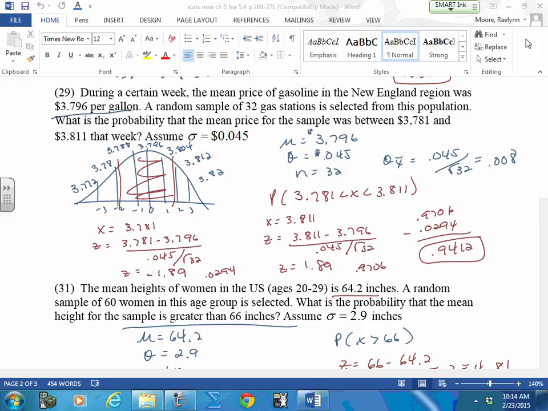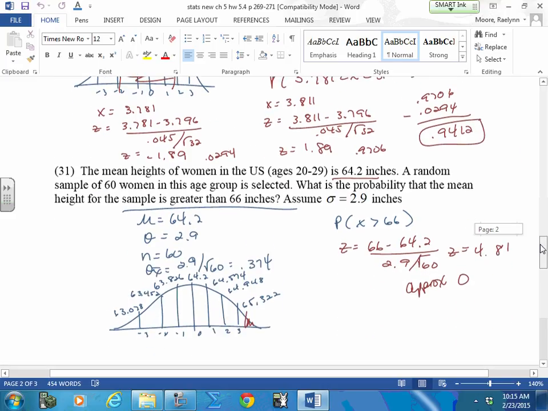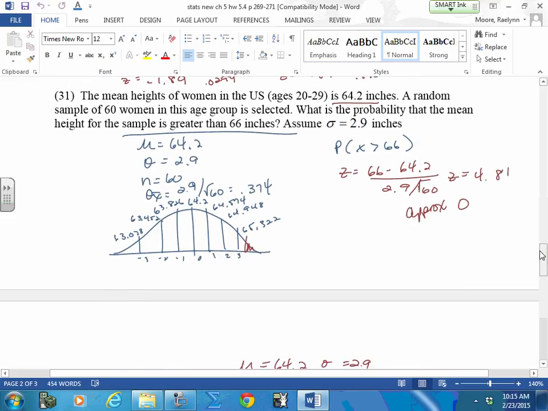Remember that's your cumulative distribution. Okay? The mean height of women in the United States is 64.2 inches. A random sample of 60 women, so n is greater than or equal to 30. We're okay. What is the probability that the height for this sample, and I should be doing it this way with the mean from the sample means, is greater than 66 inches?